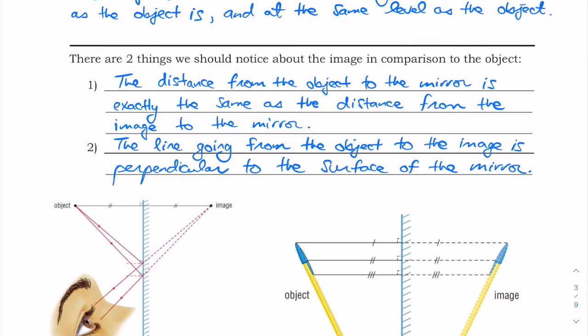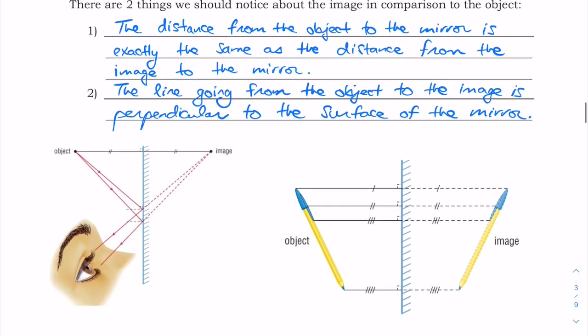All right, so let's look at an example in the picture below. On the left here, we have some object. It's just represented by a dot. And if the image is over here, then first of all, notice that these two lines must be the same distance. And secondly, the line connecting the object to the image is perpendicular. So this would be a 90-degree angle.